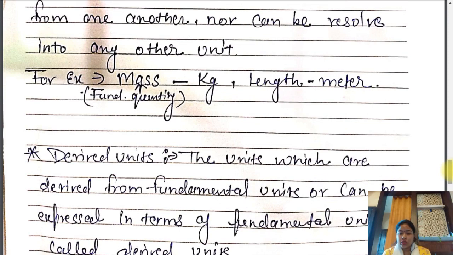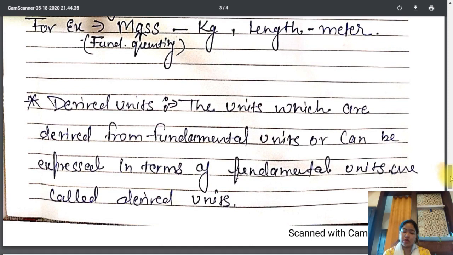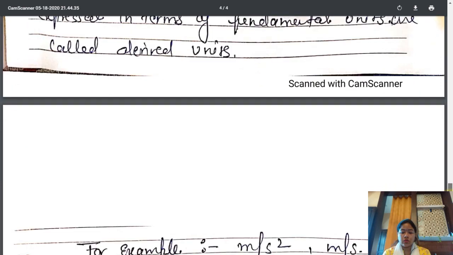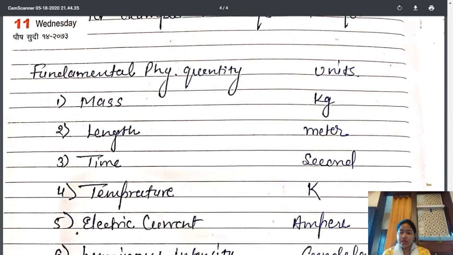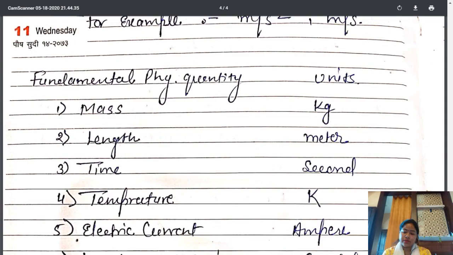And derived units are the units which are derived from the fundamental units and can be expressed in terms of the fundamental units. So we have seven fundamental units, and other than those seven, all are in the category of the derived units. So these two topics we covered today. I hope you understand the concept of the physical quantity, units and the classification of the units.